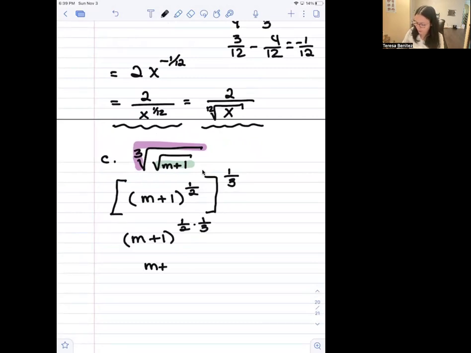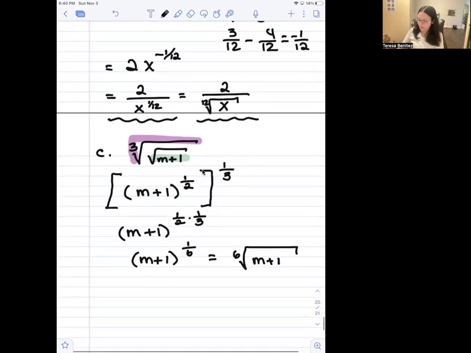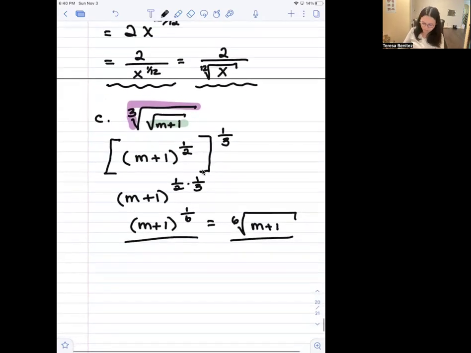We don't need a common denominator when we have something like that. So this is multiplying 1/6, 1/2 times 1/3 will be 1 for the numerator, 2 times 3 for the denominator. This is m plus 1, the 6th root of that. Okay? So you have this for rational exponent, this for radical notation.